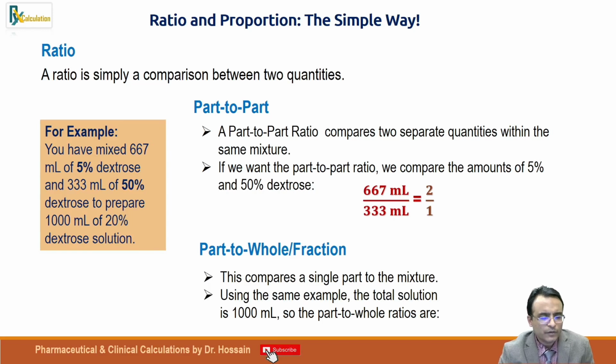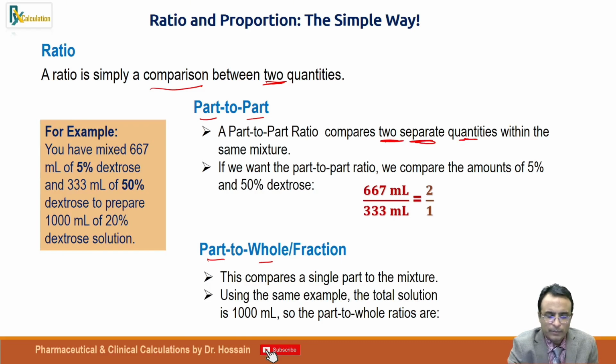So first, I would like to discuss what a ratio is. A ratio is simply a comparison between two quantities. There are two types of ratios, part to part ratio and part to whole ratio, which is the fraction. A part to part ratio compares two separate quantities within the mixture, but a part to whole ratio compares a single part to the mixture.